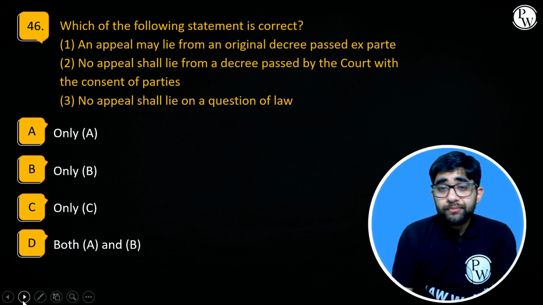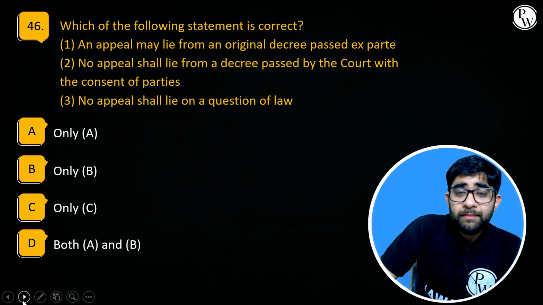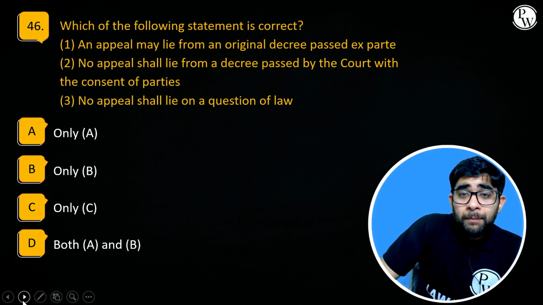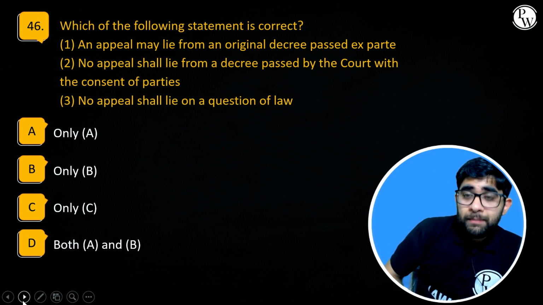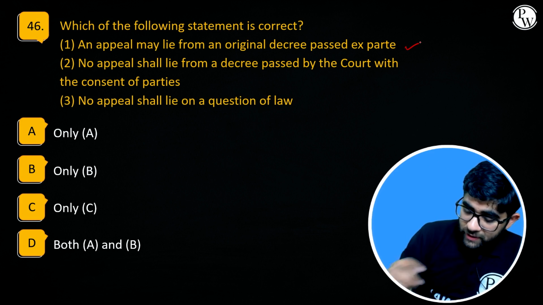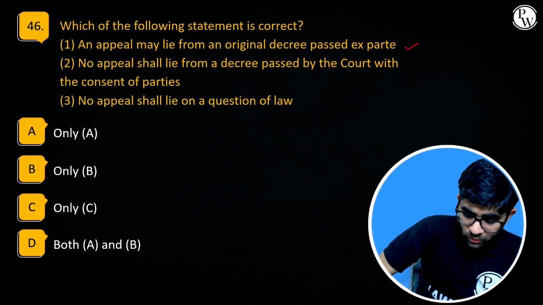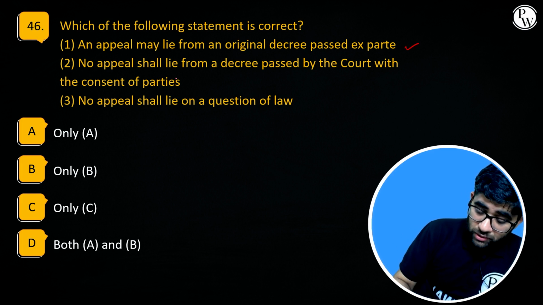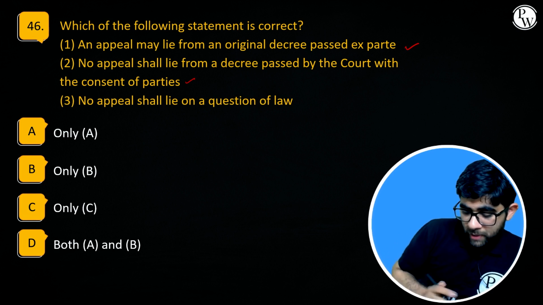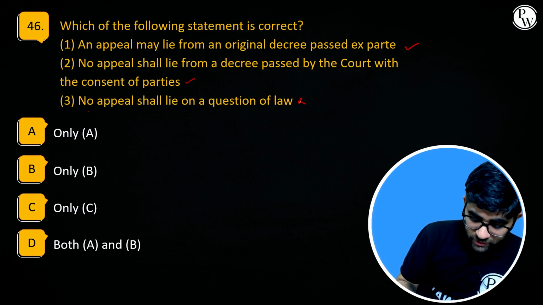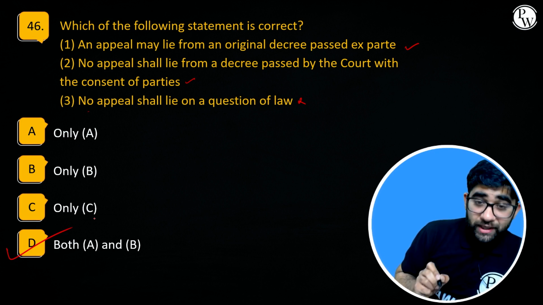Next, which of the following statements is correct? An appeal may lie from an original decree passed ex parte. This is correct. No appeal shall lie from a decree passed by the court with the consent. This is also correct. No appeal shall lie on question of law? Appeal lies. This is wrong. So the answer is both A and B.